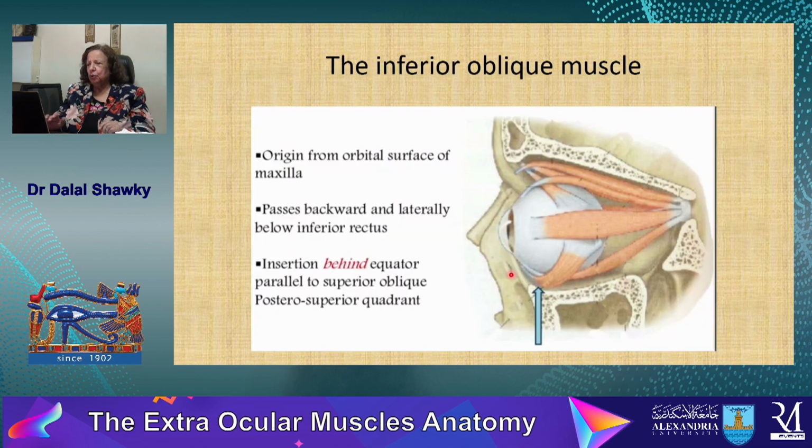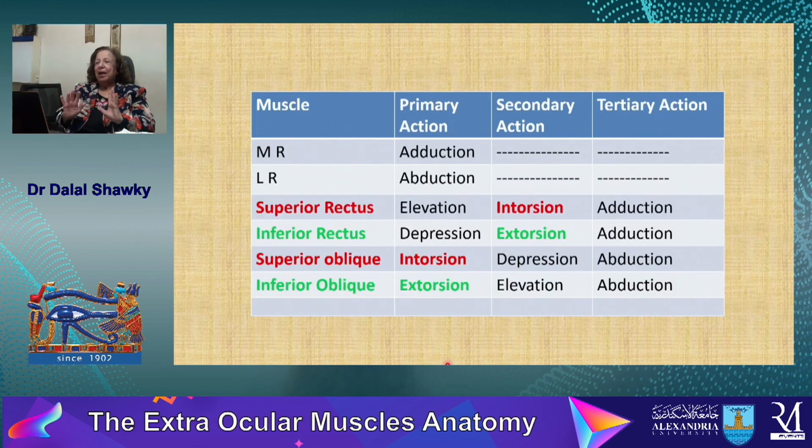There is an important rule. This is again to summarize and see the obliques and the recti. The recti are in front of the equator, and the obliques are behind the equator. To summarize the action, medial rectus is causing only adduction, lateral rectus only abduction around the vertical axis. The superior rectus causes elevation in abduction and intorsion. This is the secondary action. The inferior rectus, depression of the eye in abduction and extorsion, the secondary action.